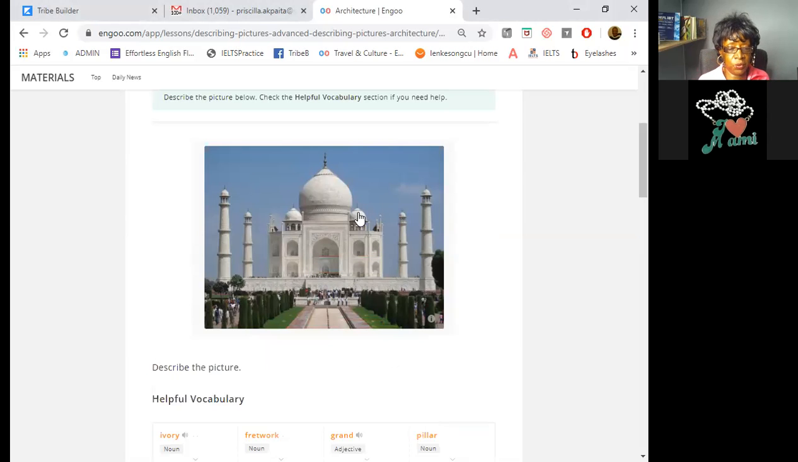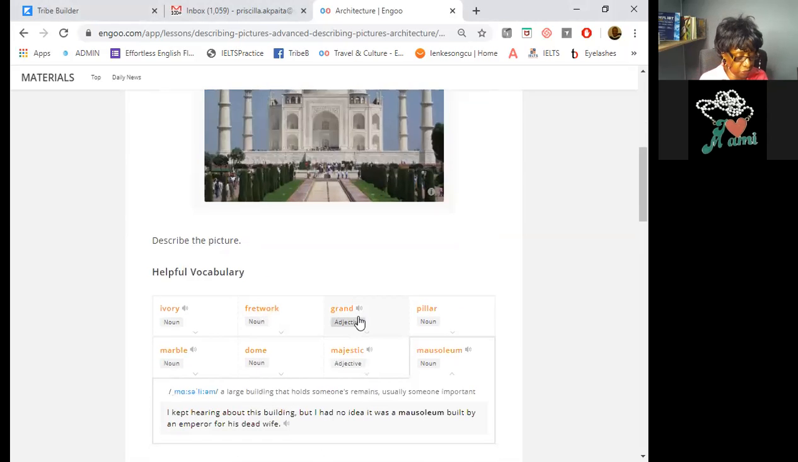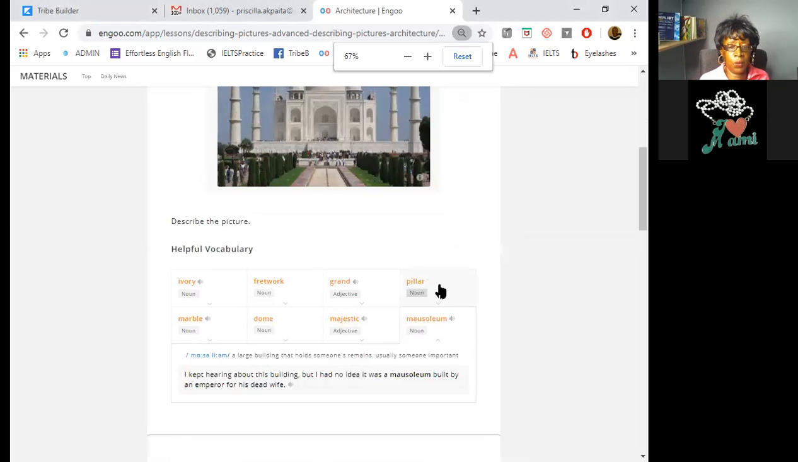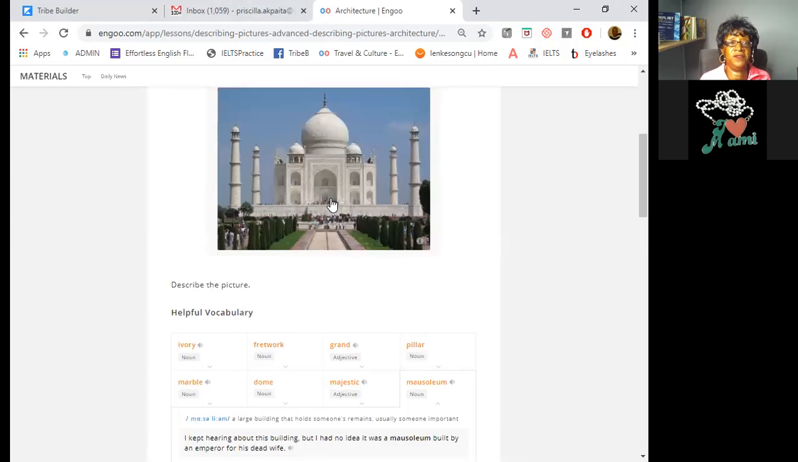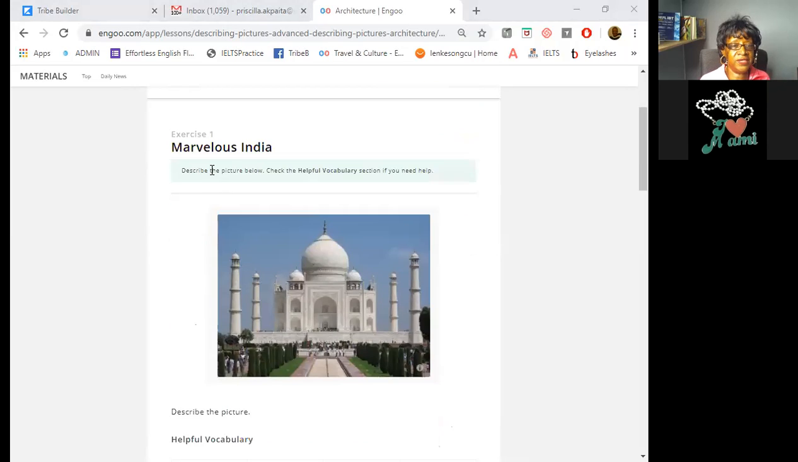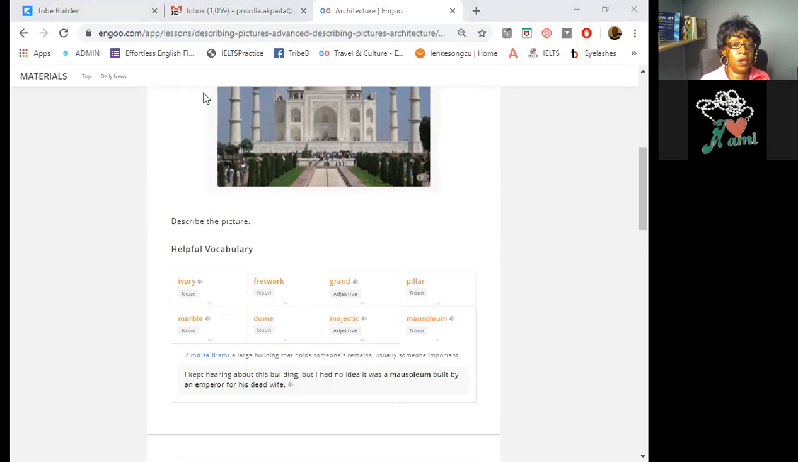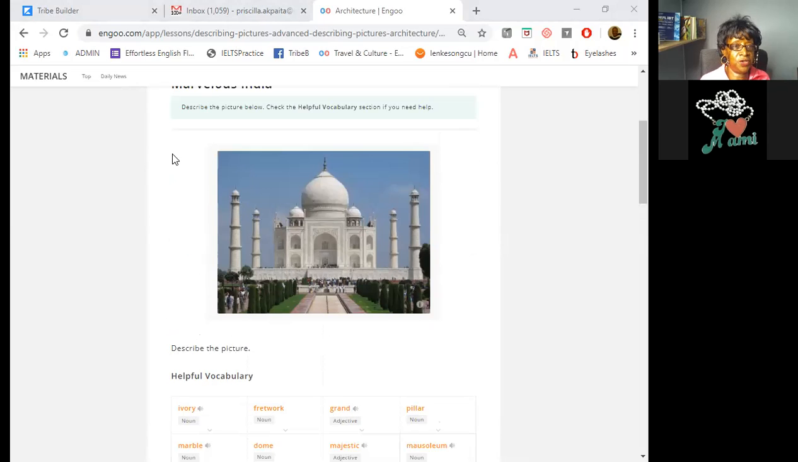So there we have words associated with this picture. As we look at this picture, Ellen, we're going to try to use some of the vocabulary words to describe it. We're going to always say, in this picture of marvelous India. So we'll start out: in this picture of marvelous India.